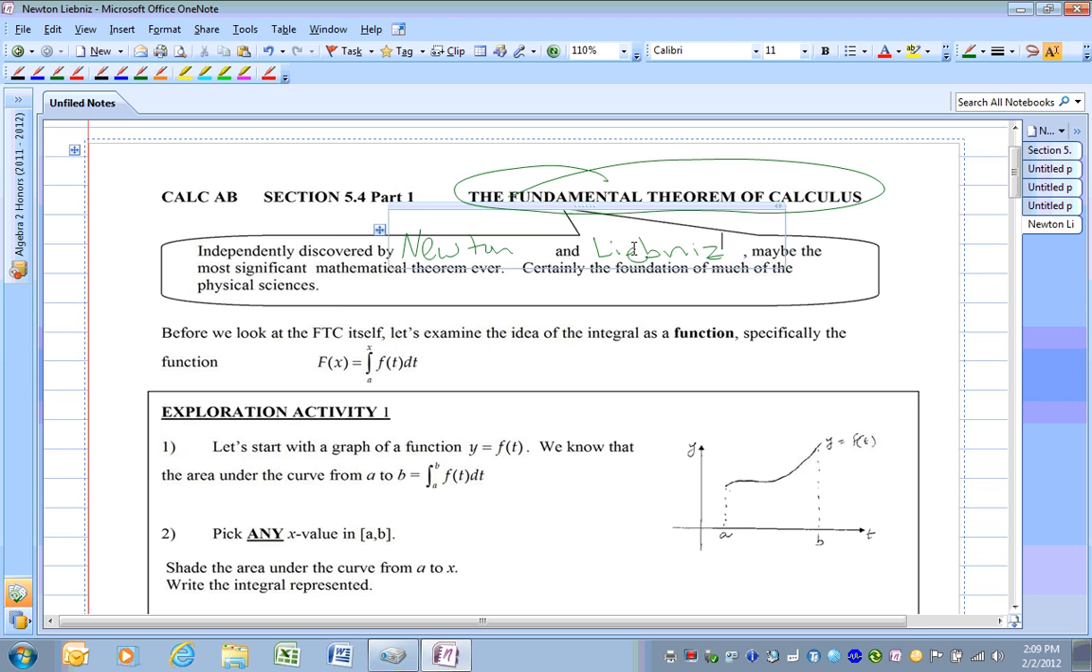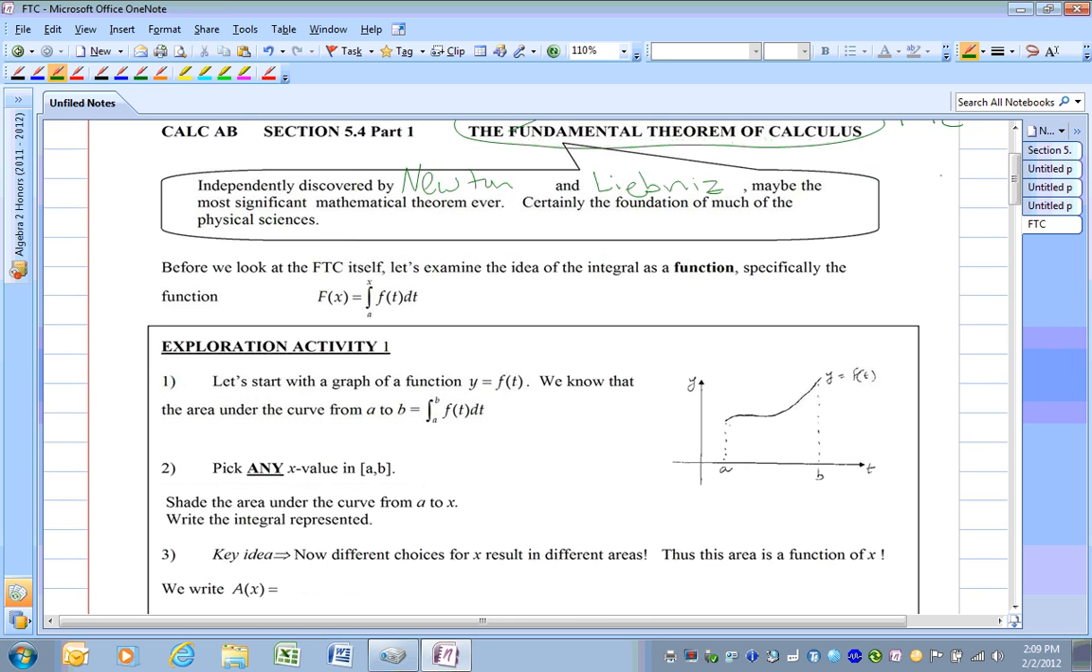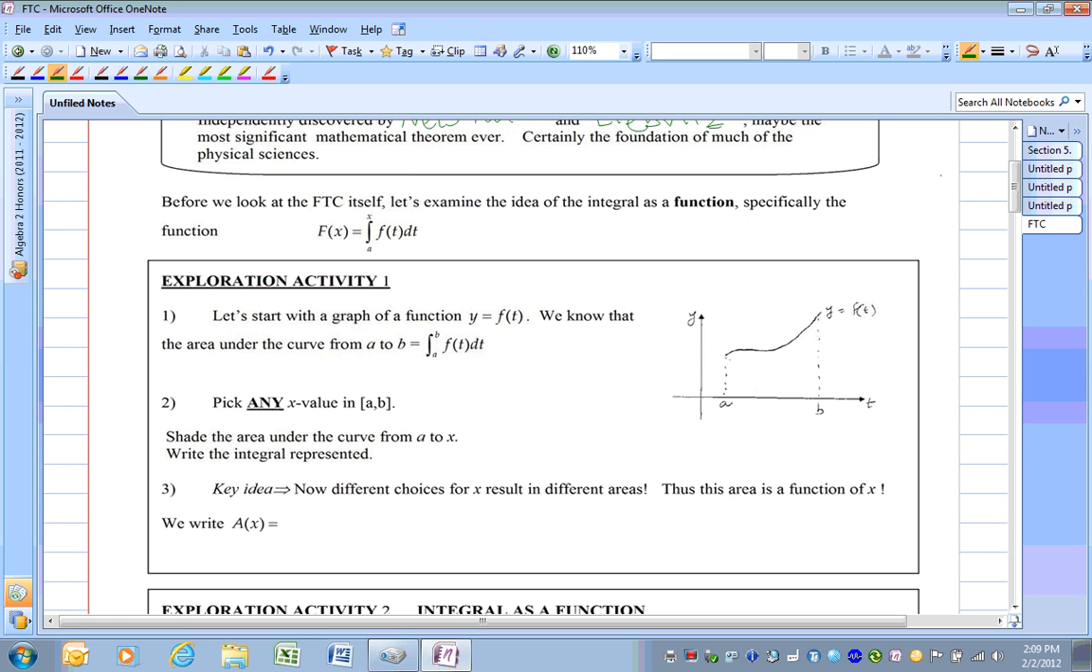Before we look at FTC, which is how we'll abbreviate Fundamental Theorem of Calculus, that's kind of what we did yesterday. When we want to take the antiderivative, then we plug in. So it's a way of evaluating the definite integral. The first thing we'll do is start with the graph of y equals f of t. And we know that the area under the curve from a to b is that, right? That's the way we defined it. The definite integral gives you the area beneath the curve.